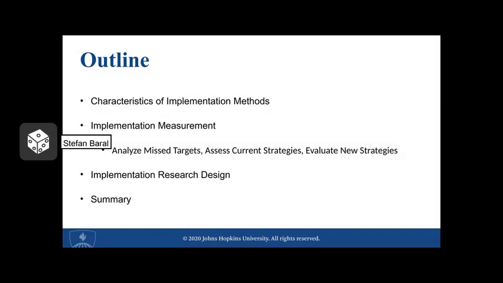In terms of an outline for today, I'm going to start by talking just a little bit about the characteristics of implementation methods and specifically the use of those methods in the design of programs. I'm then going to talk about measurement of implementation in terms of how we analyze targets, how we use measurement to assess current strategies, and even thinking about new strategies in program development. And then I'll talk a little bit about the research elements in terms of what are some of the approaches, in a very brief manner, that we can use to evaluate implementation, and how do those differ from the sorts of approaches that we use to evaluate effectiveness, and then close with some thoughts.